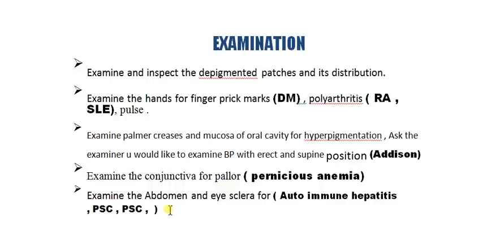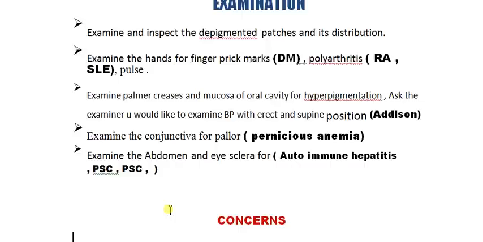And you can take permission of the examiner, I'd like to examine this patient's abdomen as well for any organomegaly because of autoimmune hepatitis, primary biliary cirrhosis, primary sclerosing cholangitis. You can take permission to examine the abdomen. The examiner, of course, will not give you permission for that because there is no time.